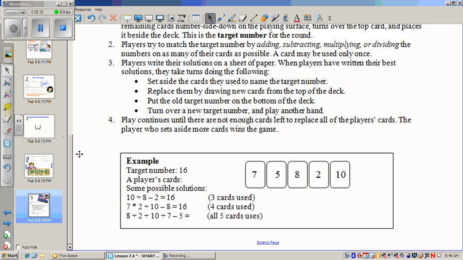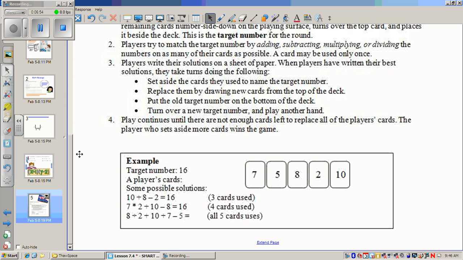And finally, if I'm really good and I see this, then I can do 8 divided by 2, which is 4. 4 plus 10 is 14. And 14 plus 7 is 21, and then minus 5 is 16. That means I get to keep all 5 of those cards, and I replace all of them.